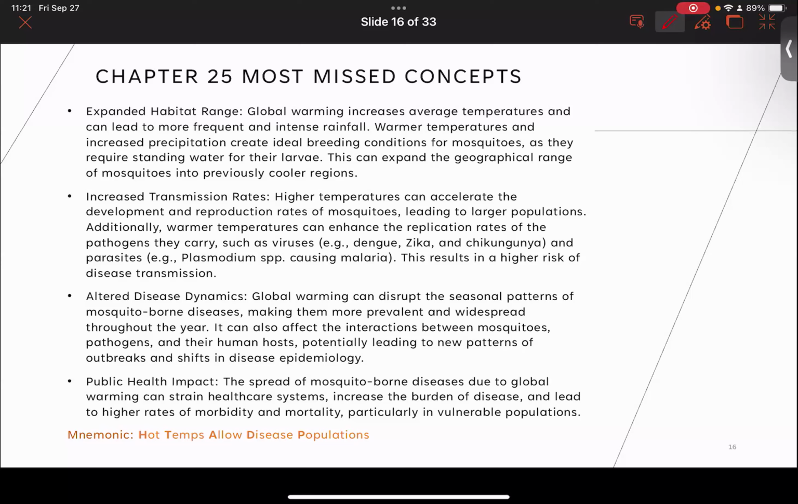Let's say habitat range. All right, that's just talking about mosquitoes again, y'all. Habitat range of mosquitoes will increase. Increased transmission rate of the diseases associated with mosquitoes. Altered disease dynamics. Global warming will disrupt seasonal patterns. If you can't tell, mosquitoes are the problem here. Okay. Hot temps allow disease populations. That's your mnemonic for this one, your memory device for this one. Hot temps, diseases. If it gets hotter, more diseases.